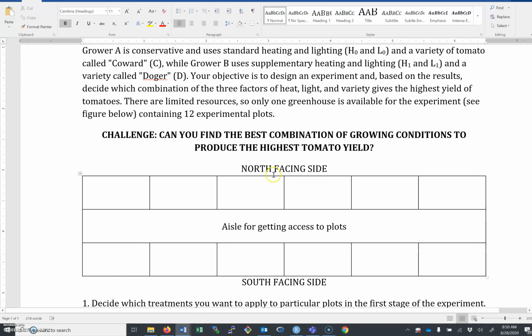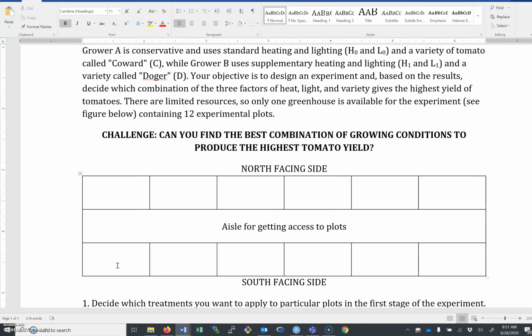There's a north-facing side and a south-facing side. Let's all assume we're in the northern hemisphere. So think about, if we're in the northern hemisphere, which side is going to get more light most of the year? That would be the south-facing side.